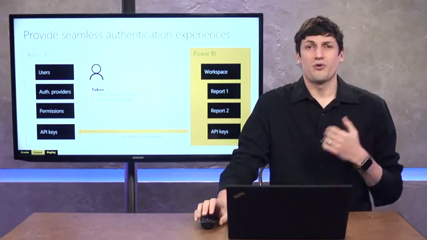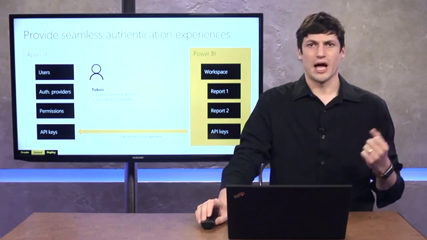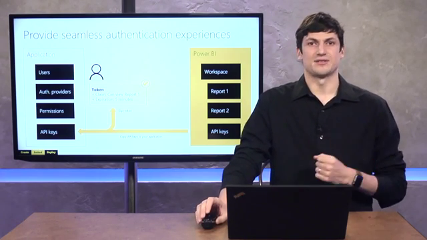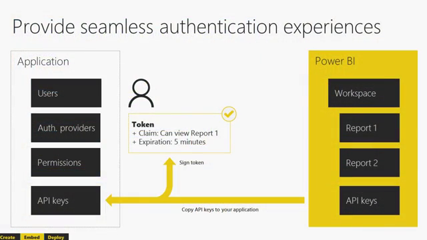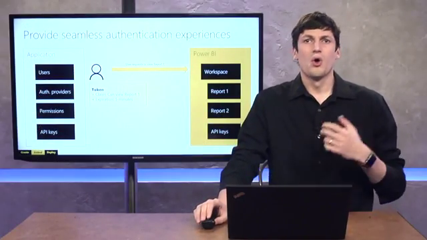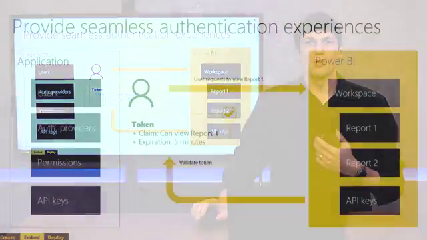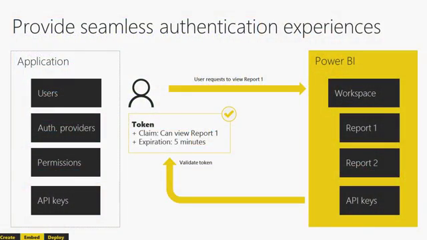Before the user can actually use that token, you need to take those API keys that you copied from us and sign that token with those keys. Now the user can go and try to render that report directly in their browser by talking to Power BI itself. When we get that request for report 1, we will look and say, okay, is this token properly signed by one of the API keys that are currently active?